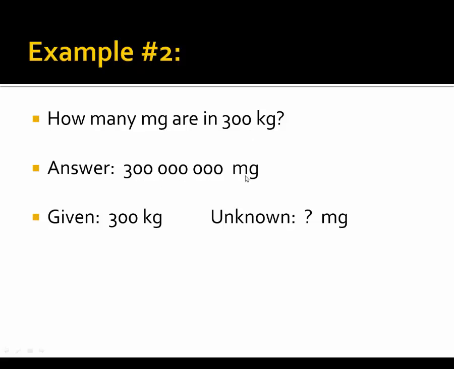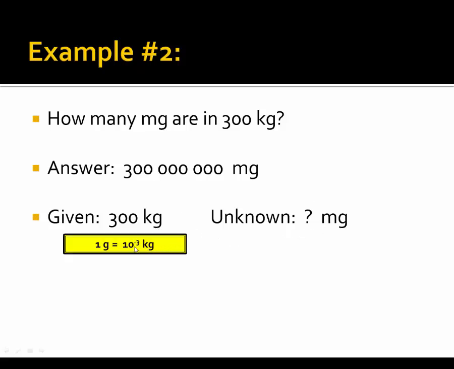Here's my answer. So how did we get this, right? You're going to have to know your metric prefixes here. You're going to have to know your SI units. You're going to have to know how to convert between those SI units. In other words, going from kilograms to a base unit, which is grams, then to milligrams.